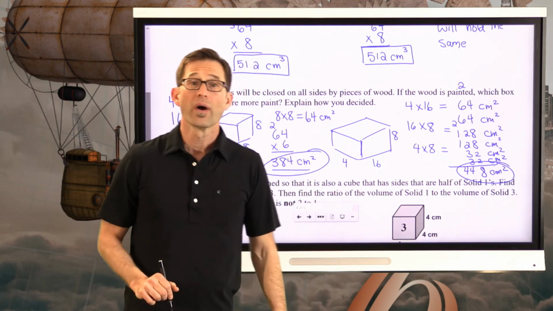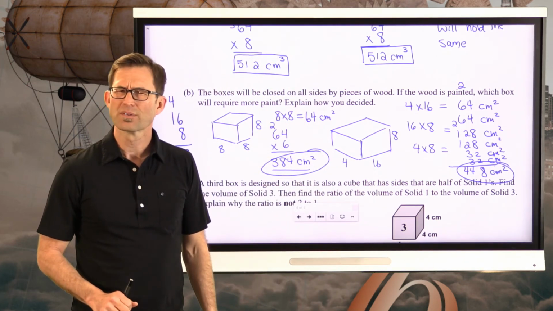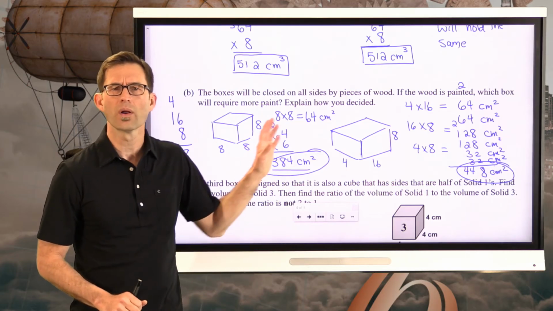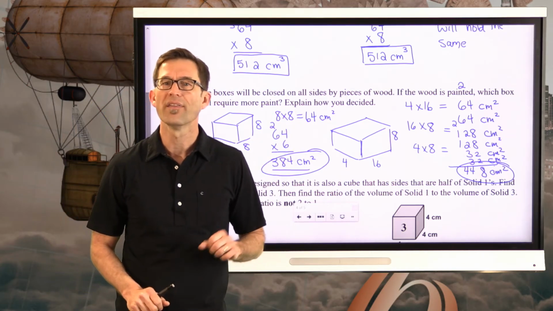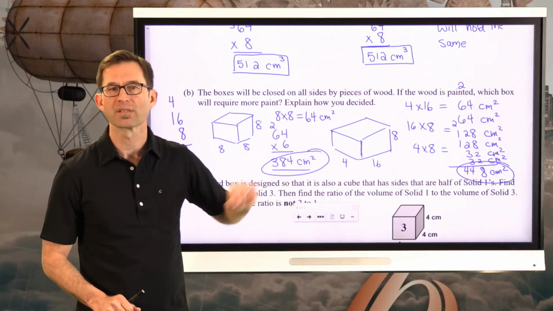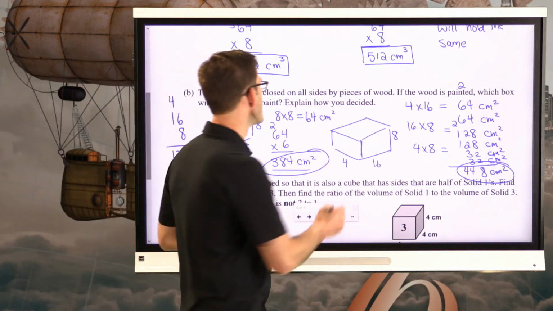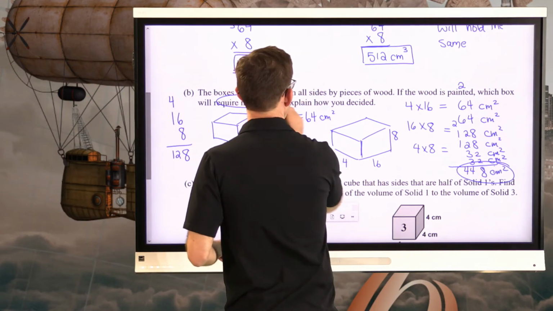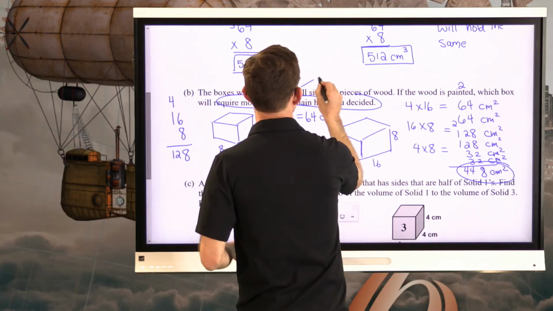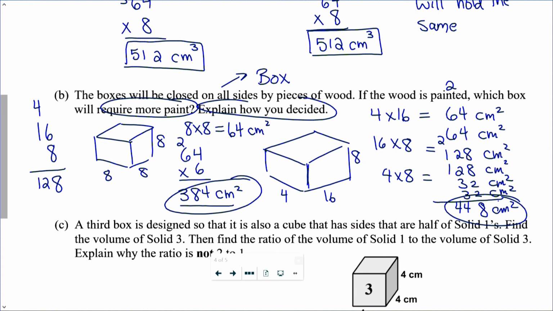So we don't have a lot of room to write our conclusion. What was the question? The question was which one will require more paint? And the answer is box number 2. So which would require more paint? Explain how you decided. We'll just put it right up here. We're going to say box number 2 because it has more surface area.